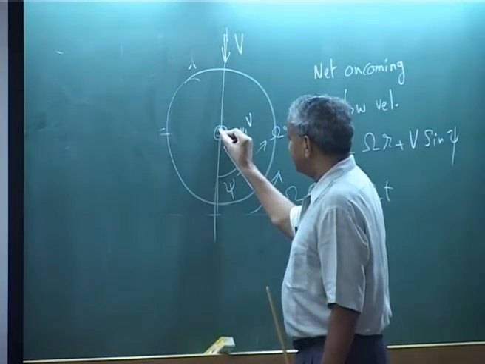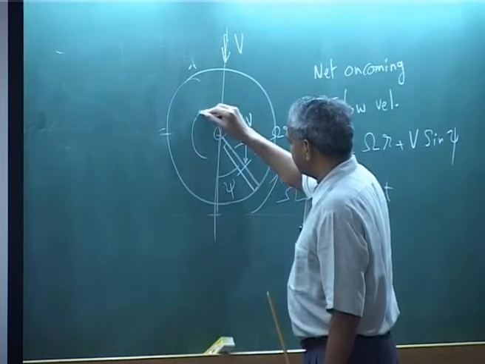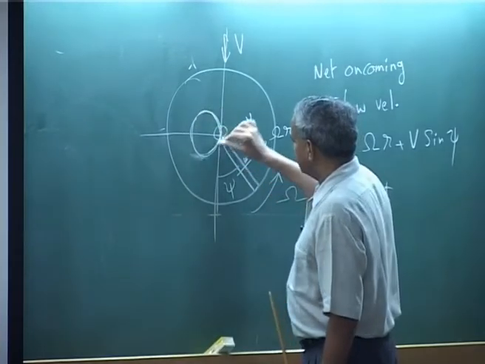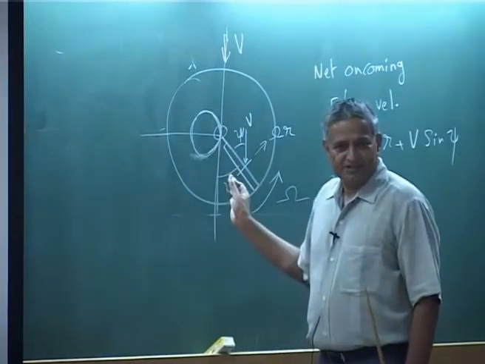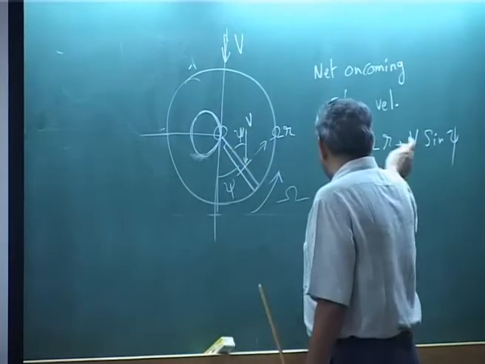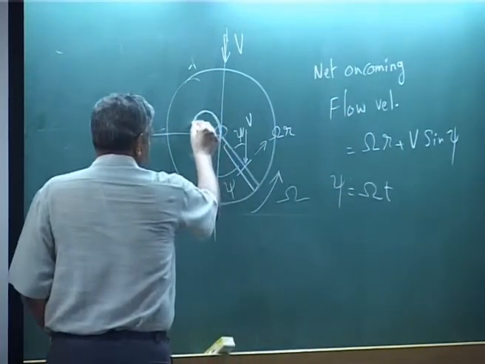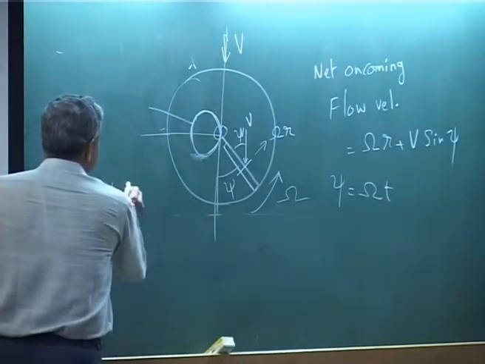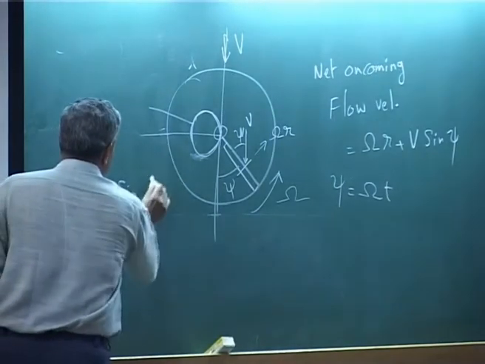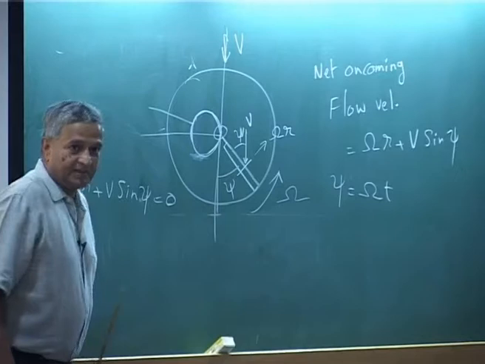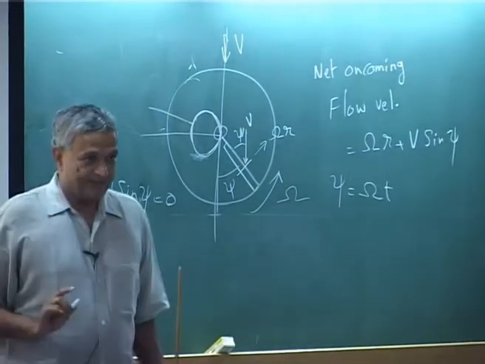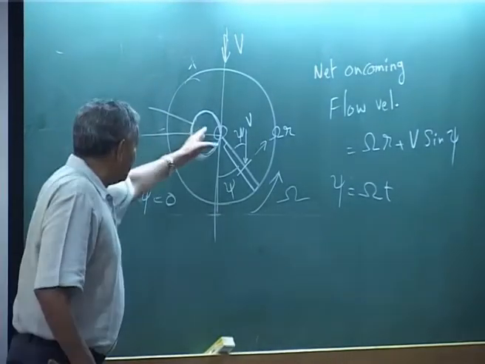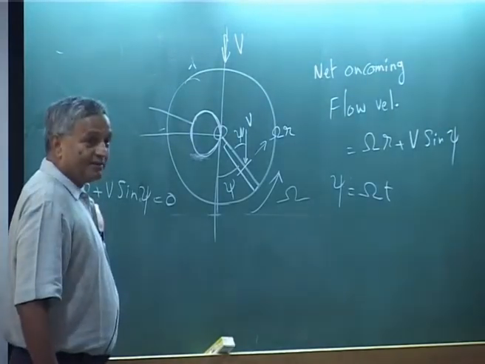That will be like this. It is a perfect circle, okay. This is reverse flow. How the circle is made is, we have to take the boundary of the circle, this is omega r plus V sin psi is 0, that is the boundary, okay. Beyond this, omega r is large, below this omega r is small.